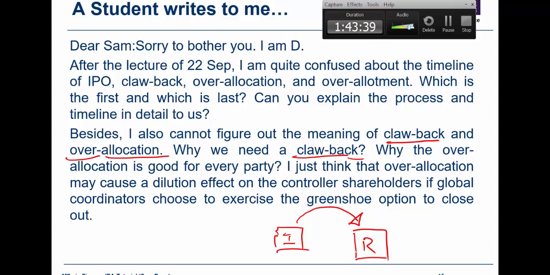Why is the over allocation good for every party? I just think that over allocation may cause a dilution effect on a controlling shareholder if global coordinators choose to exercise the green shoe to close out. Do you understand the question? Even if you don't have the answer.